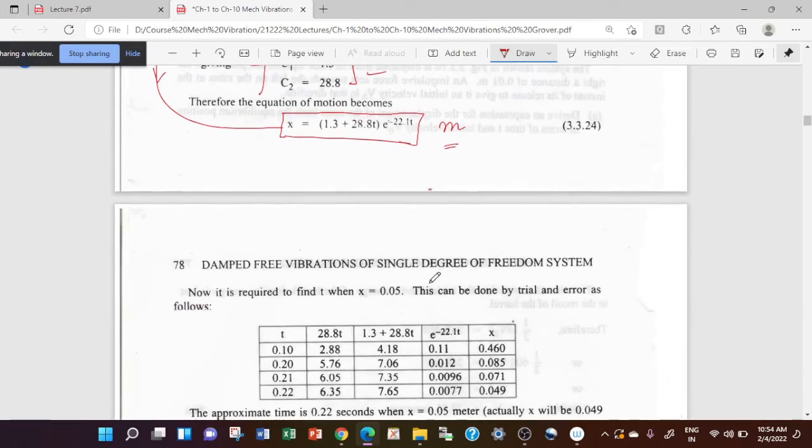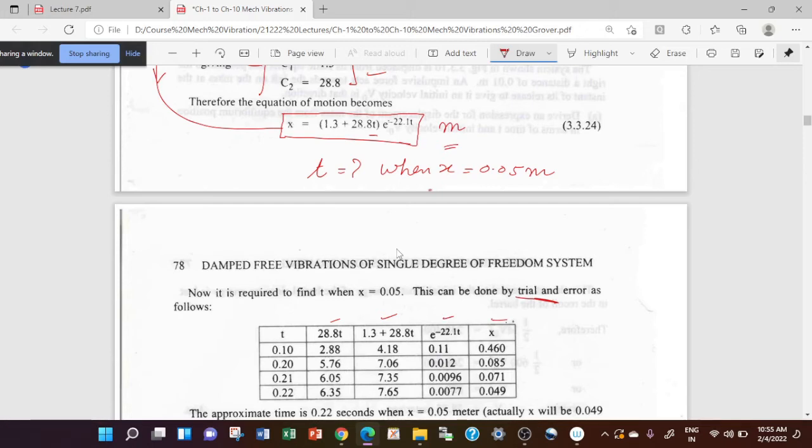Now we need to find the value of t when x is equal to 0.05 meter, and you can find this only by trial and error. Again, the various components of this equation have been written here. This is your 28.8 t. This is the sum of these two terms. This is the third term. Then you find x here. So we can start with point 1 here.